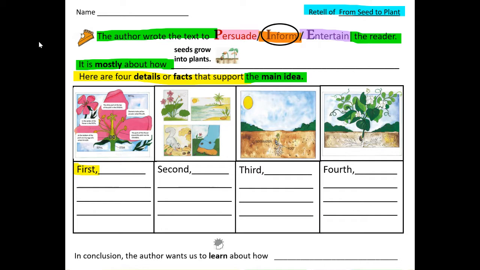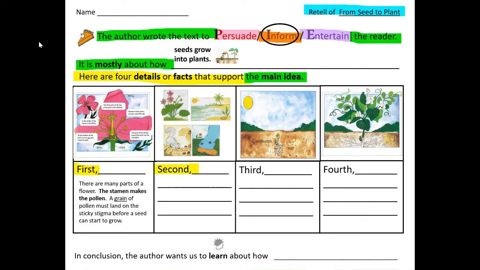First, what do we see here? There are many parts of a flower. The stamen, that's a part of the flower, the stamen makes the pollen. A grain of pollen must land on the sticky stigma before a seed can start to grow.